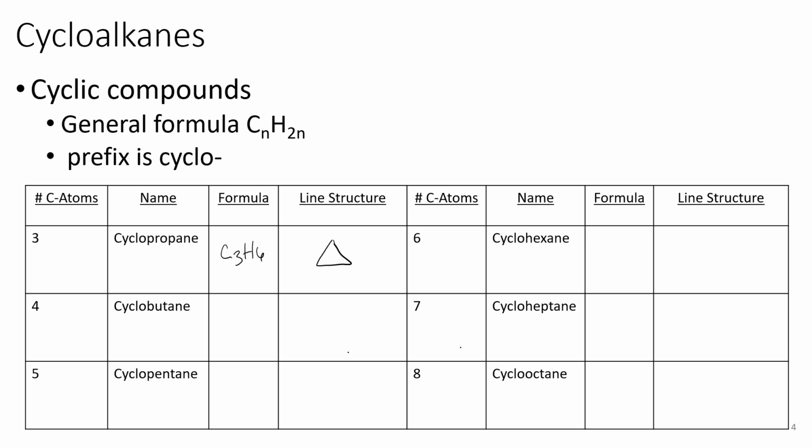We have cyclobutane, which means we have 4 carbon atoms, so this would be C4H8. And all 4 of those carbon atoms would again be connected in a ring for us. Cyclopentane would be C5H10. And we would have all 5 of our carbon atoms connected in a ring. Cyclohexane is 6 carbon atoms in a ring, so this would be C6H12.